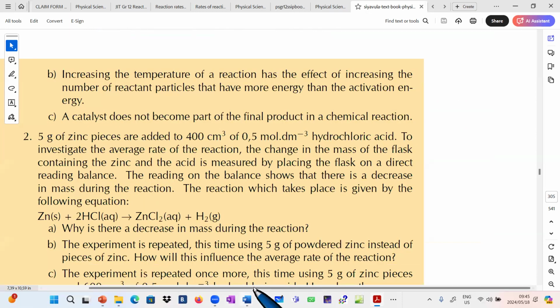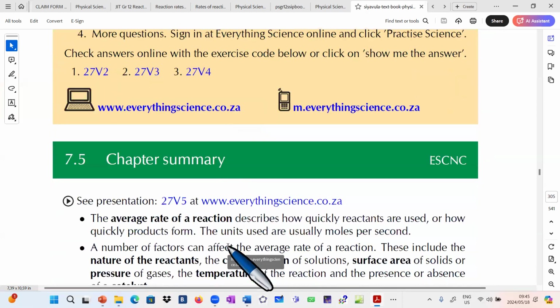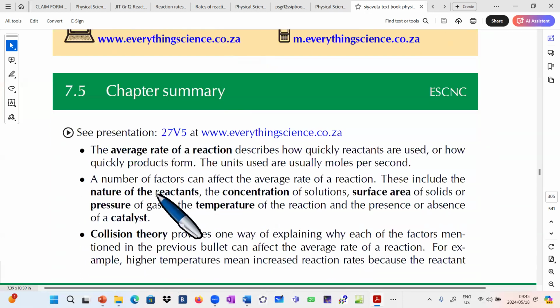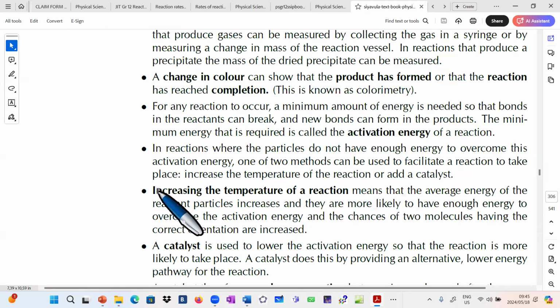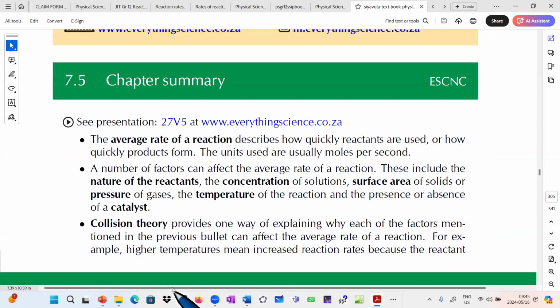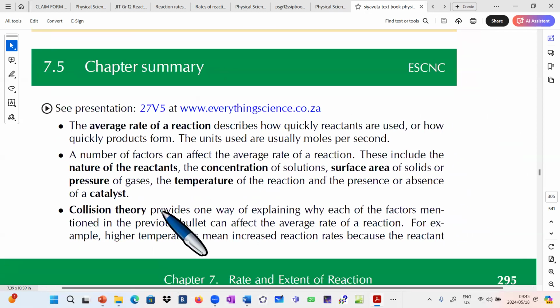Okay, we continue and we analyze this. I want us to go to past exam questions. Okay, so you have the chapter summary, and I want us to discuss it briefly. Let's discuss briefly the summary of the chapter. Right, so now the summary of this chapter on the rate and extent of reaction.